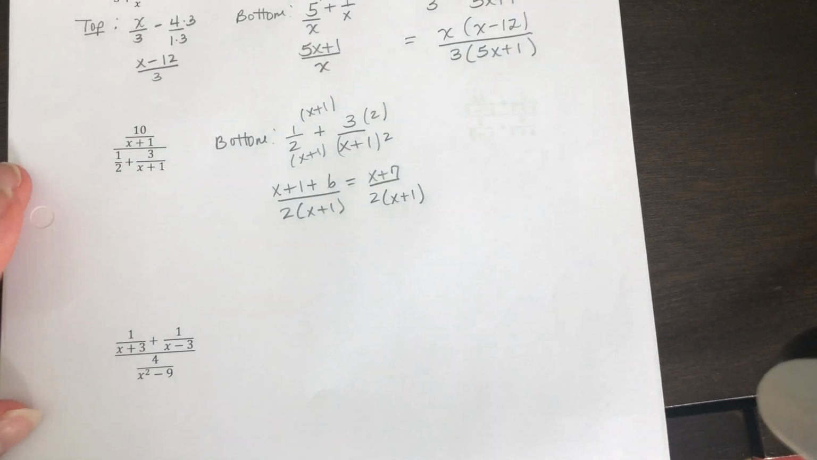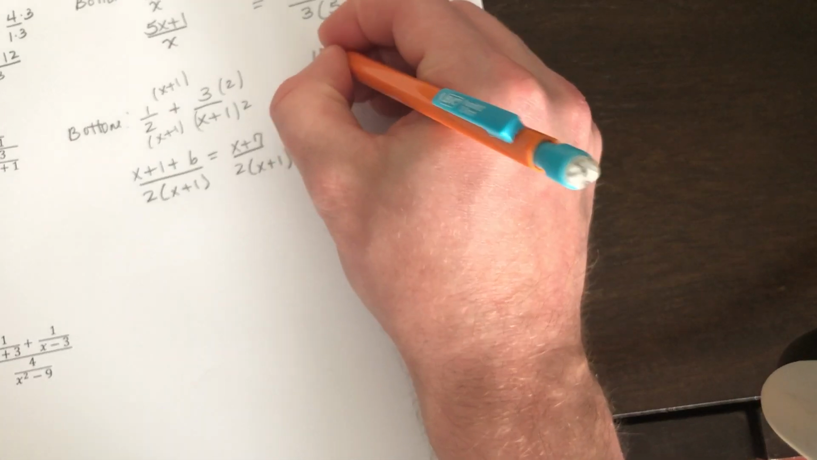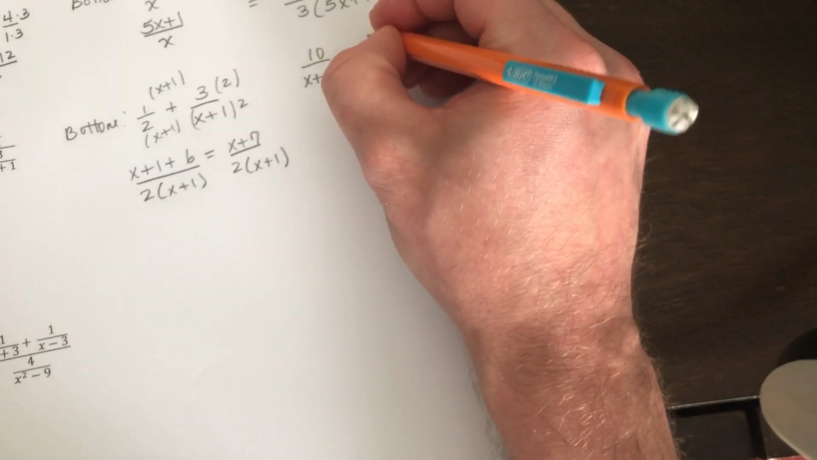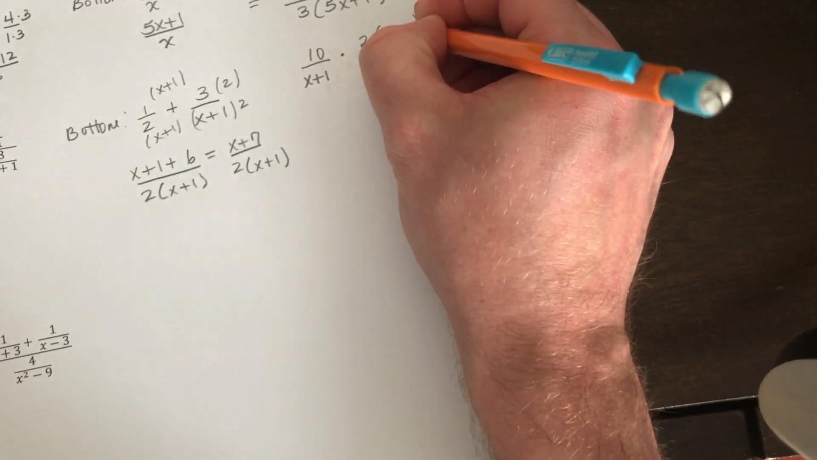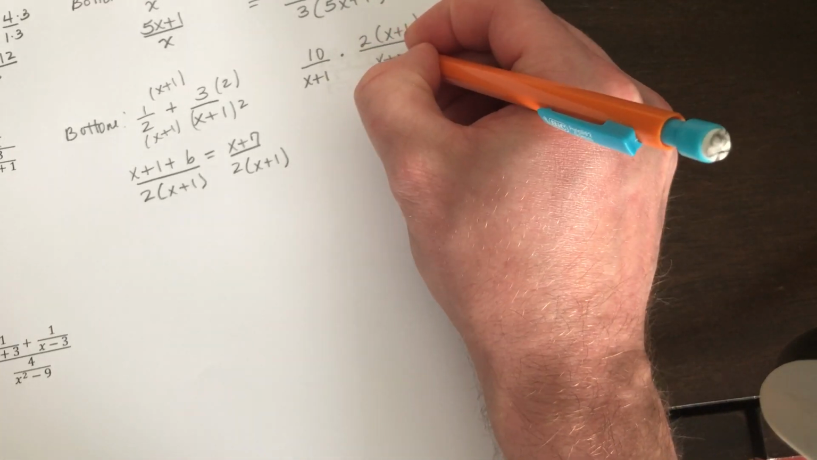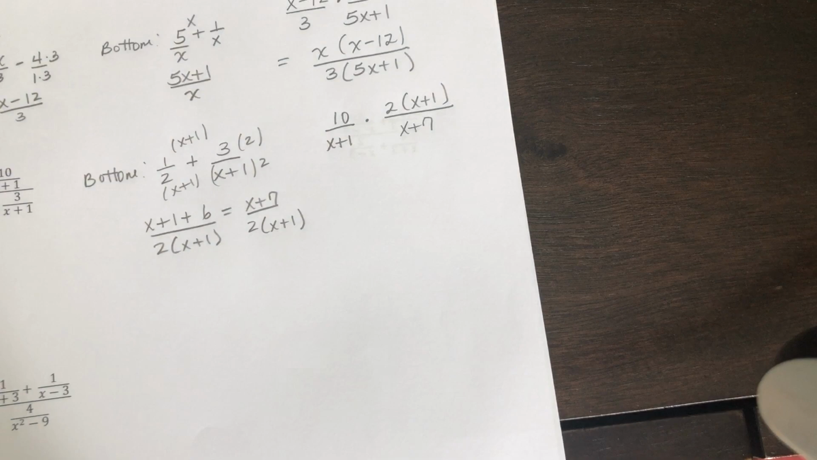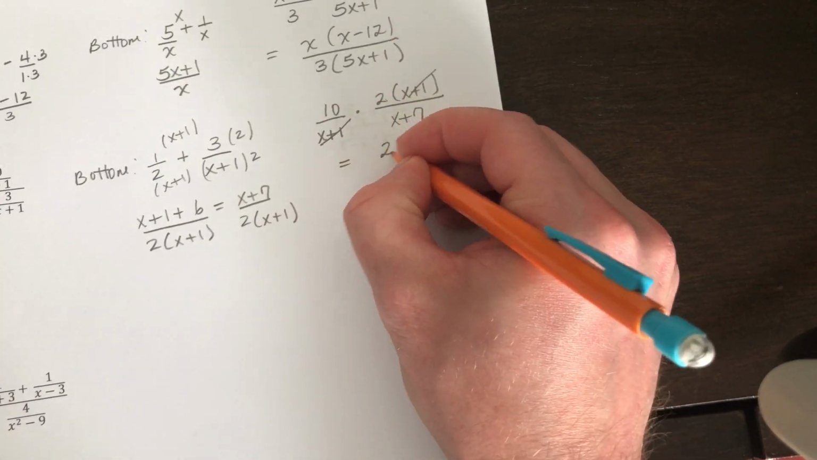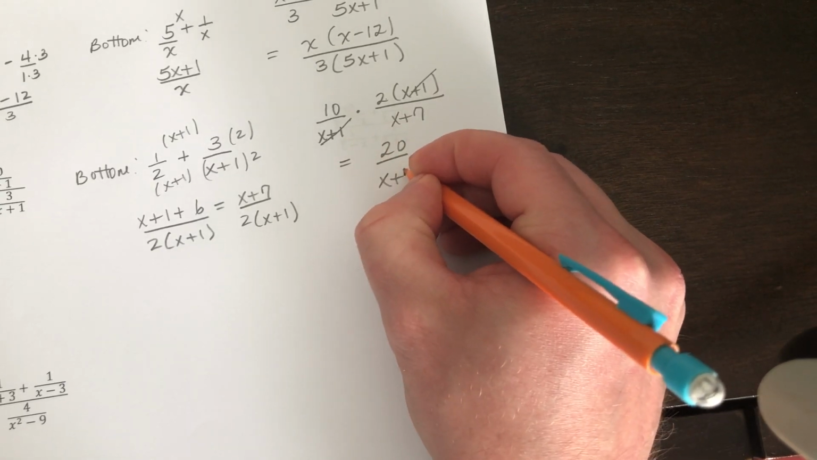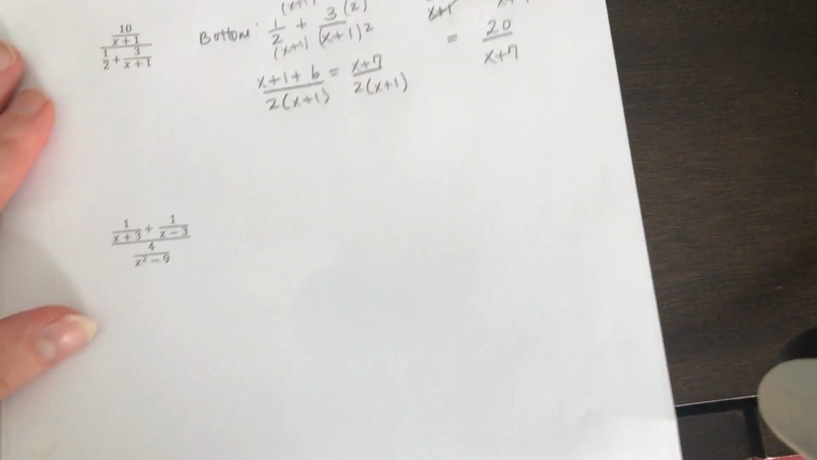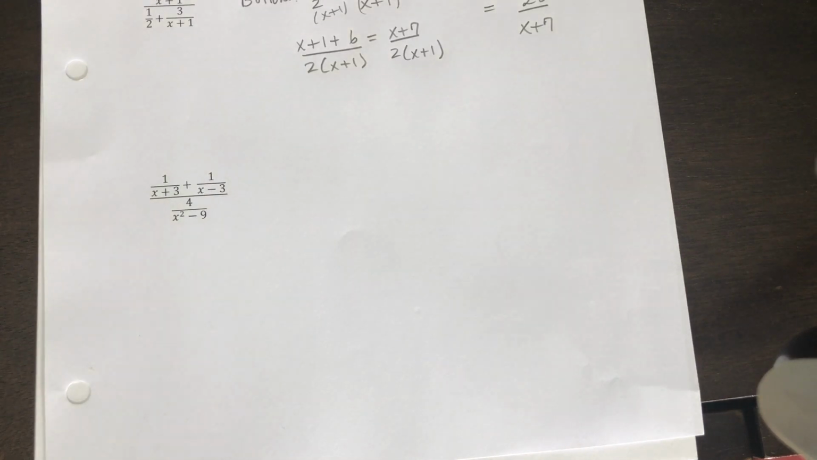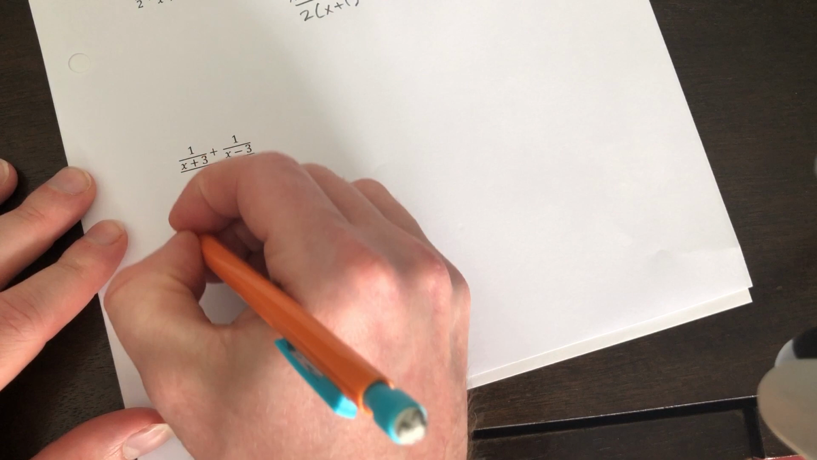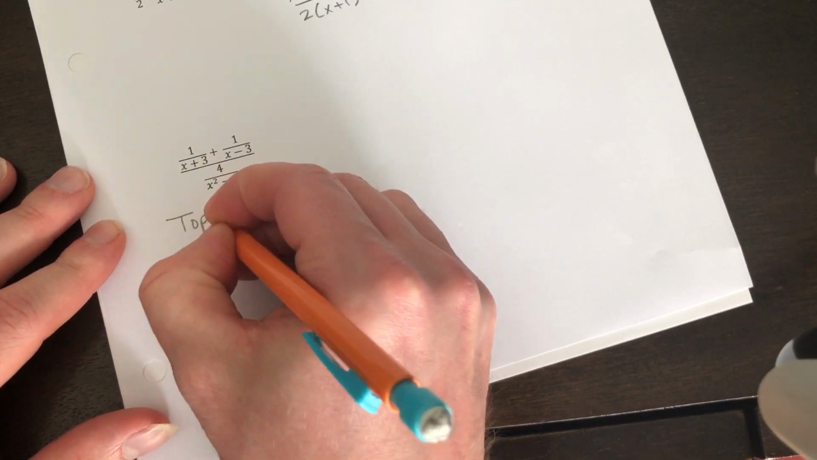Now, when we have a complex fraction, we keep the top, so 10 over x plus 1 times the reciprocal of the bottom, so 2 times x plus 1 all over x plus 7. Now from our last lesson, we know that the x plus 1s will cancel. 10 times 2 is 20. So this is 20 over x plus 7. So the key to this stuff is staying organized. Next one, we'll deal with the top fraction.